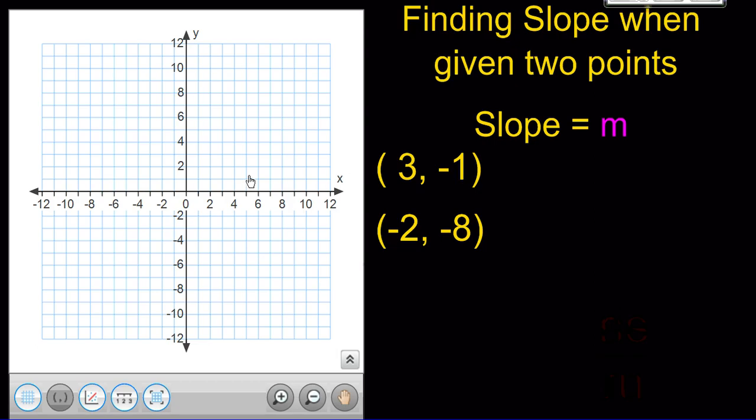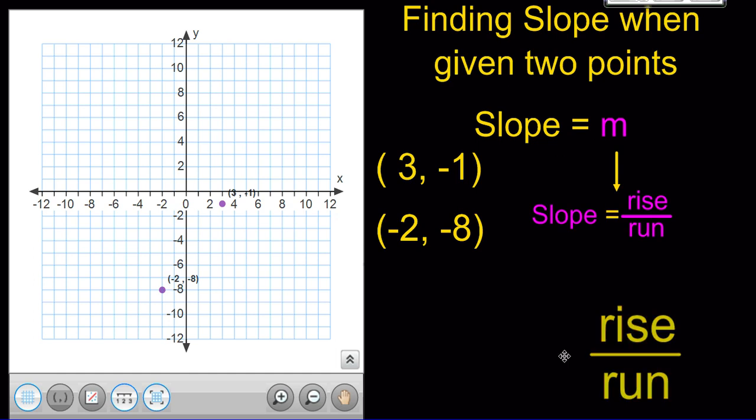One more example here. We have the points 3 comma negative 1, and we have negative 2, negative 8. So I go to negative 2, negative 8. Again, I can make the line, or I can get rid of it. Either way is fine. The next thing we're going to do, remember, slope is written as rise over run, and we're going to find our rise first.